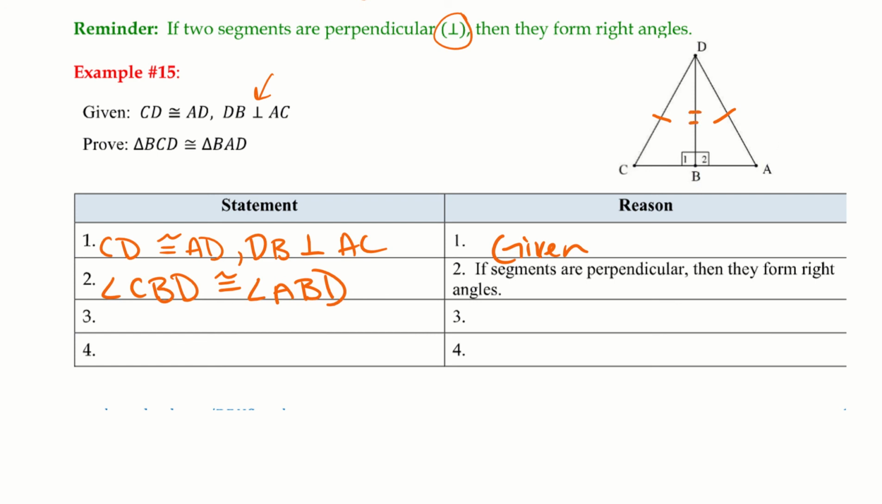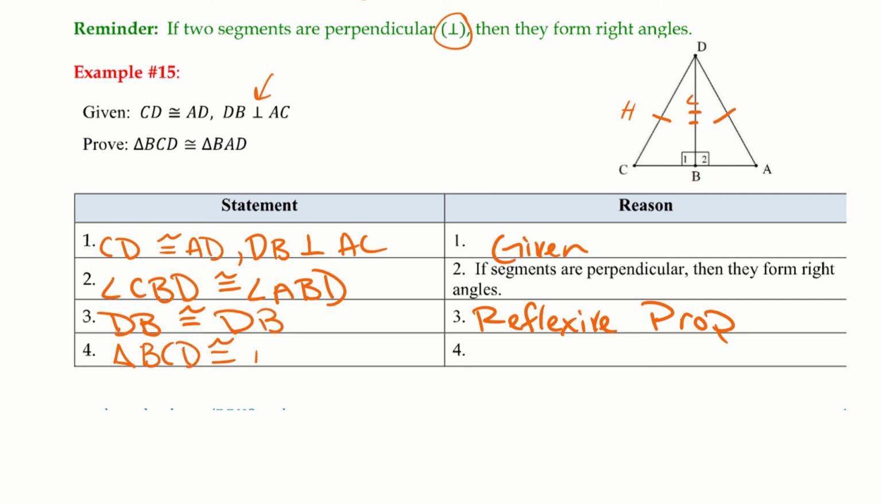Alright, once again, I'm going to go ahead and use the reflexive property. So DB is congruent to DB. Reflexive. Okay, and then the last one, so we have a right angle and two sides, so that is going to be our hypotenuse and one of the legs. So I can say that these two triangles are congruent by hypotenuse.